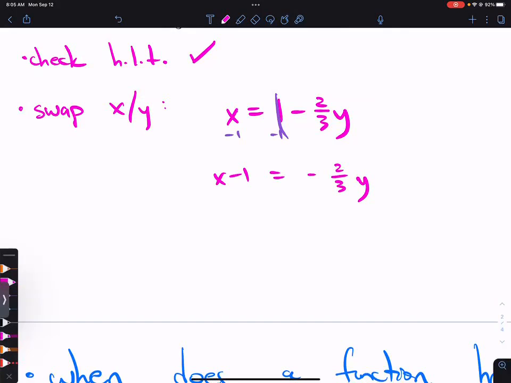A negative 2/3 you can think of as multiplying by 2 or by negative 2 and dividing by 3 or by negative 3, right? So you can either do that all at once with like 3 halves or dividing by 2/3, or if you want to do it one piece at a time, I could multiply by 3. That would cancel that. 3 times x minus 1 is negative 2y.